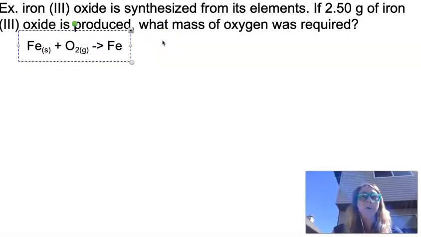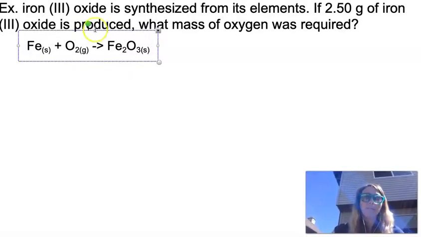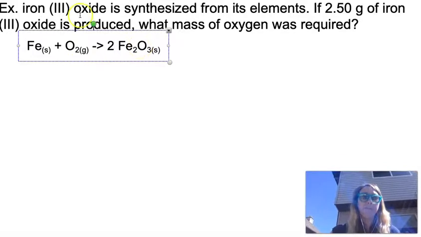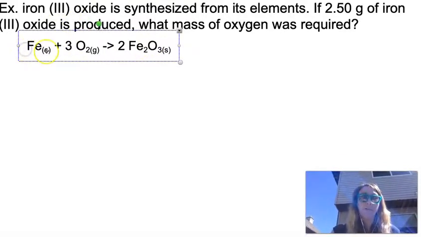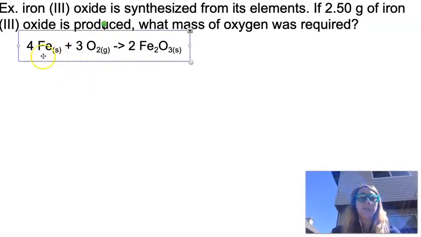All right, so product-wise, iron 3 oxide, so we're going to make Fe2O3. Okay, that's a solid. All right, so we need to balance this. So 2 in front of this, 3 in front of this, and I guess a 4 over here, right? Whenever you have big numbers, which we kind of do here, always double check that you can't reduce.